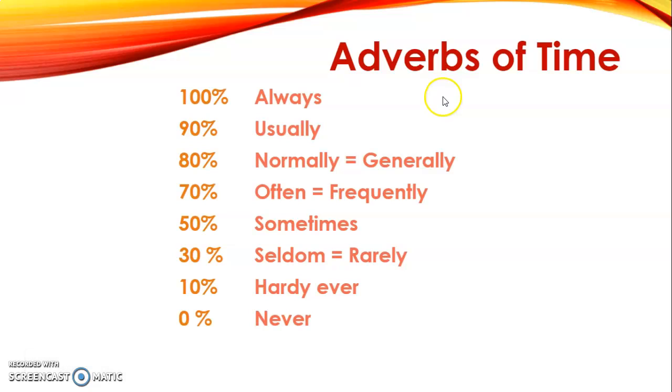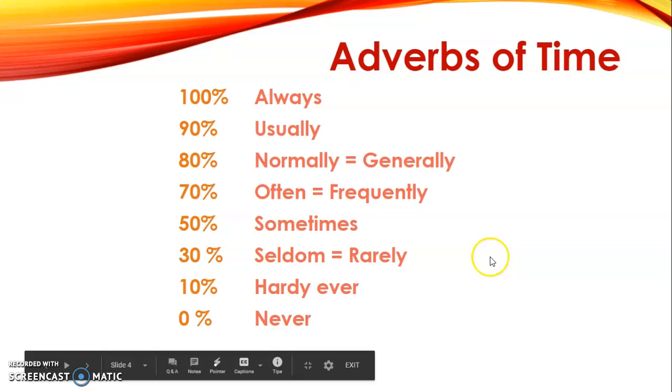Also, in simple present, we can use adverbs of time. Además, en presente simple podemos utilizar adverbios de tiempo. For example, always, siempre. Usually, usualmente. Normally and generally, normalmente, generalmente. Often and frequently, frecuentemente. Sometimes, algunas veces. Seldom and rarely, raramente. Hardly ever, casi nunca. Never, nunca.